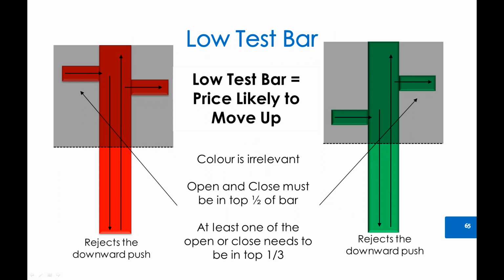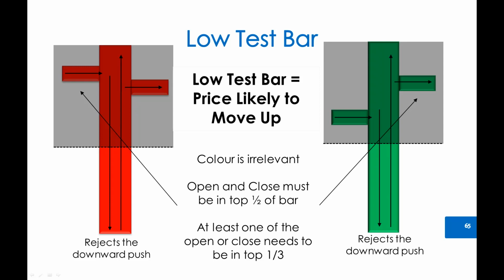The other type of price action that we would look to cover, this specifically is to do with the income wave strategy. Income wave strategy uses high test bars and low test bars. So a low test bar literally equals the fact that price is very likely to move up. However, they are not guarantees that the market is going to go in the opposite direction.